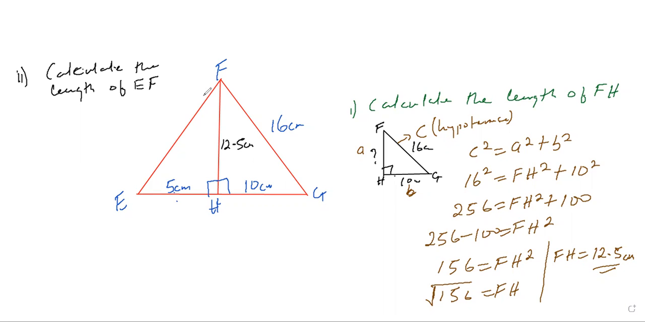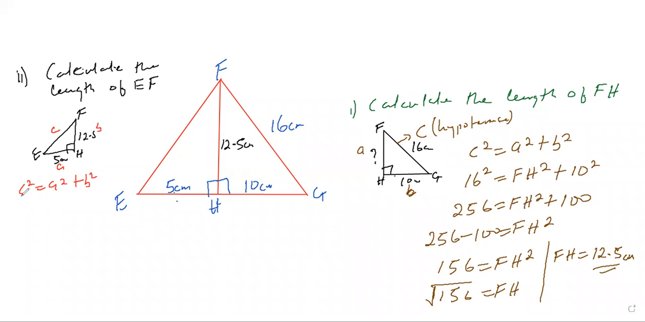EF squared. So what we do, we label the sides too, right? So here that's E, here that's F, and here that's H. So this is 12.5. This side is 5 centimeter. I want to find what? EF. So we label the sides, right? If we label the sides, here that means C, A, and B. The formula is C squared is equal to A squared plus B squared.